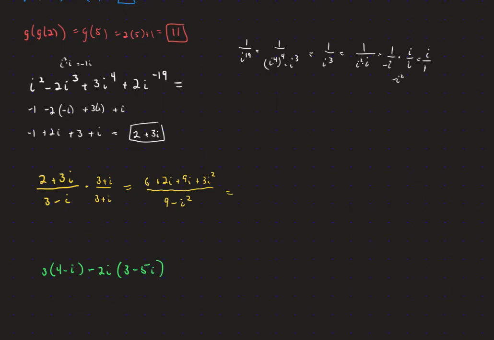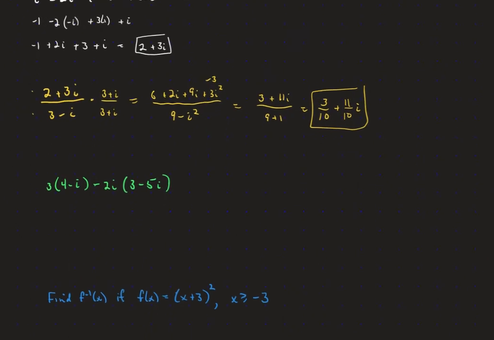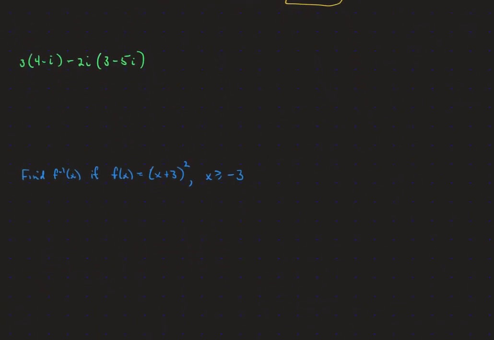Okay, let's see what we can do. i squared is negative 1, so that's going to become negative 3, plus the 6 is going to be 3. 2i plus 9i is 11i, and we're going to get a 9 minus negative 1 is a plus 1. That's going to make our denominator 10, and we're going to write that as a plus bi. So there is our complex number. So a complex number divided by a complex number is still a complex number.